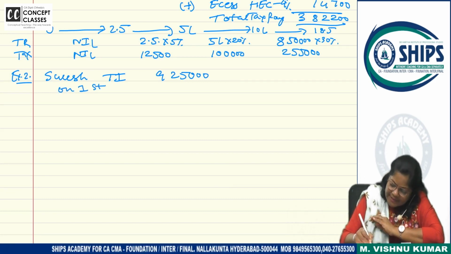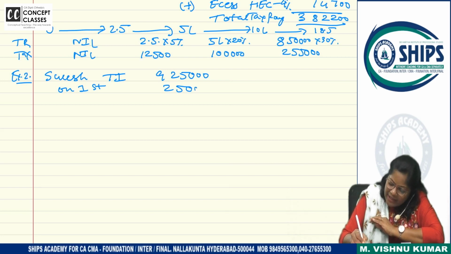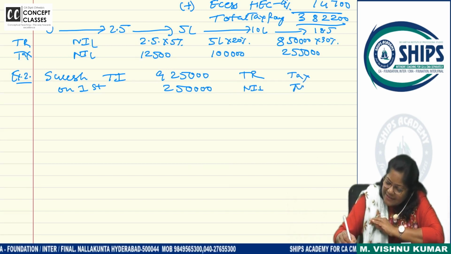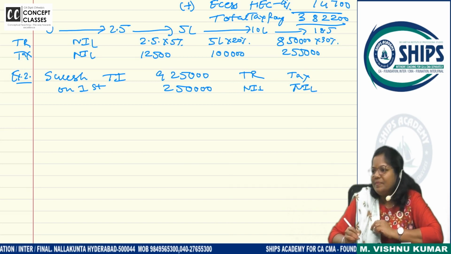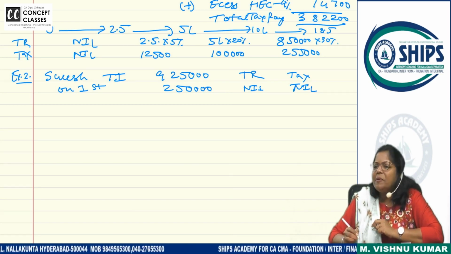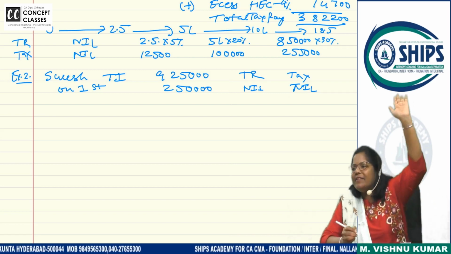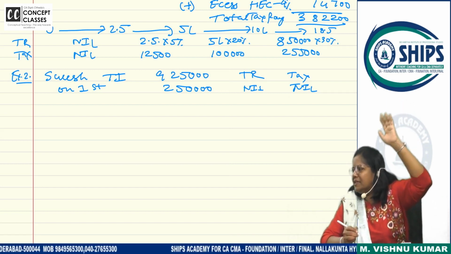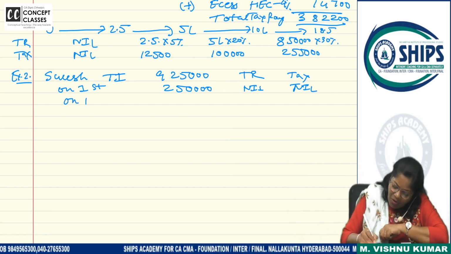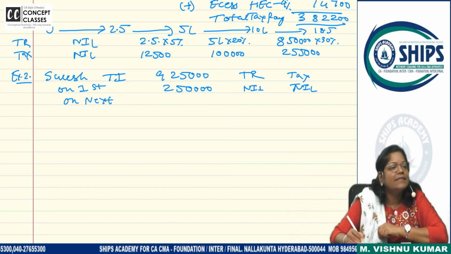Shall we start together? On first 2,50,000, what is the tax rate? Nil. What is the tax? Nil. Let's go together. Is everyone's speed matching or should I wait for anyone? Then raise your hands, ma'am. Please wait 2 minutes. Clear? Now, on next.